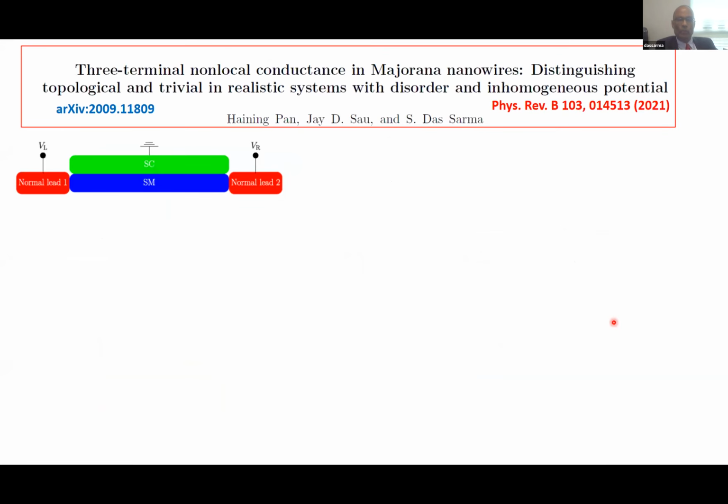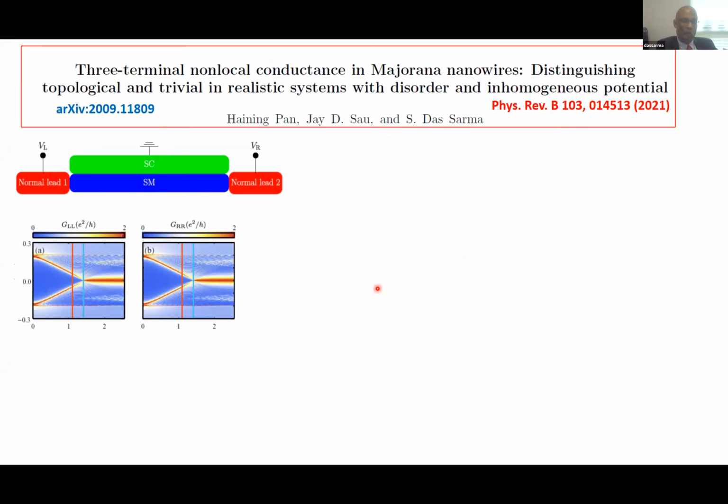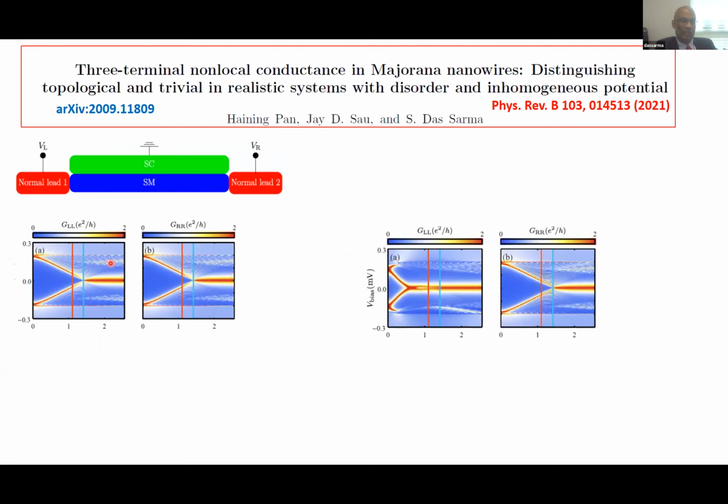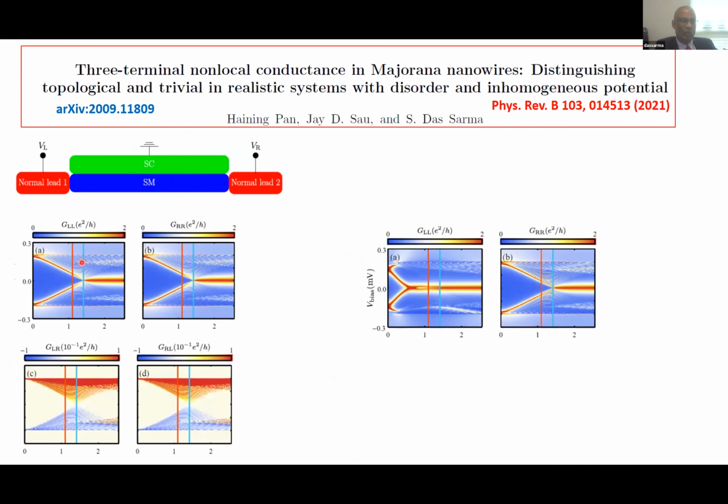So let me just show you three of our recent work. This is the three-terminal. So you say, okay, how can we see Majorana? One possibility is doing three-terminal non-local measurement. In three-terminal measurement, you still have two leads, but you ground this one, so you can measure all four components of your conductance matrix. You can measure the left-left conductance, right-right conductance, which is what I have been talking about. But in addition, you can also measure left-right conductance, this to this, and right-left conductance, this to that, okay? So the non-local conductance can be measured also.